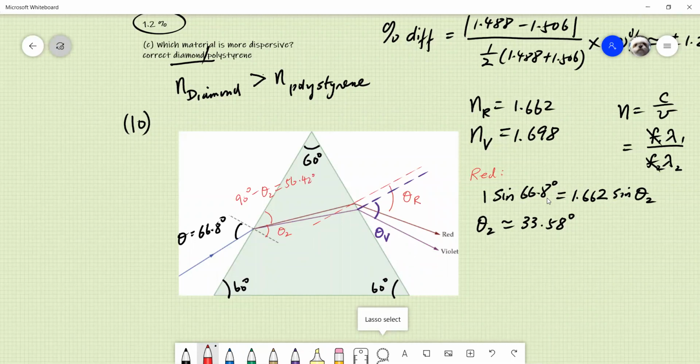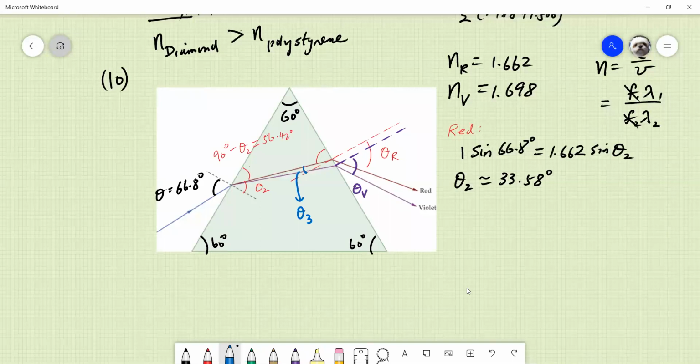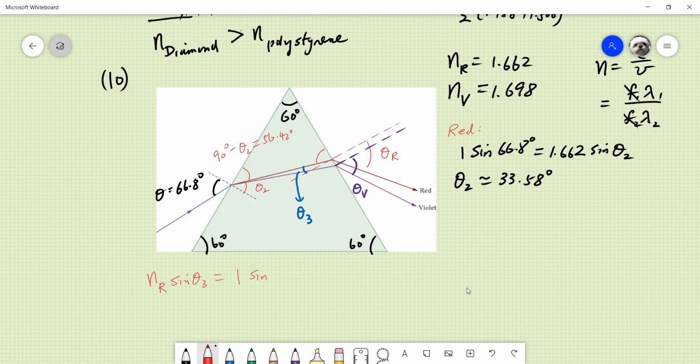Now I need to find this angle. Why do I need to find that angle? The reason is I want to find the angle of incidence from inside here. That will be my theta 3. Why do we need theta 3? Because once I have that, I can write n red sin theta 3 equal to 1 times sin theta r.